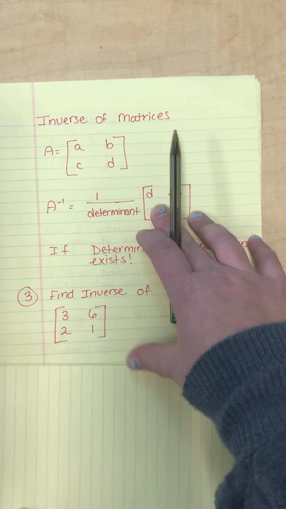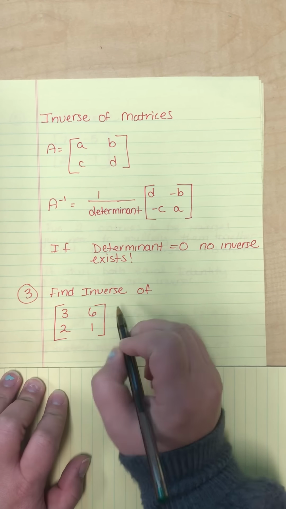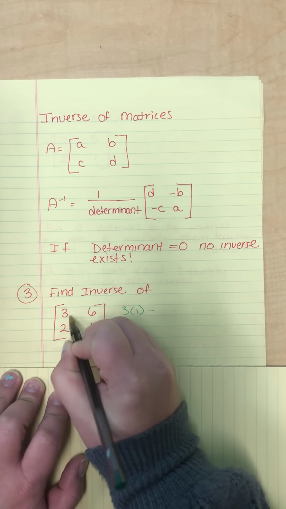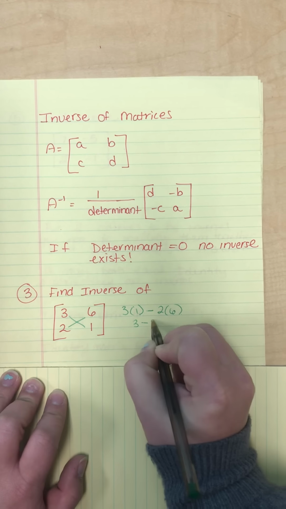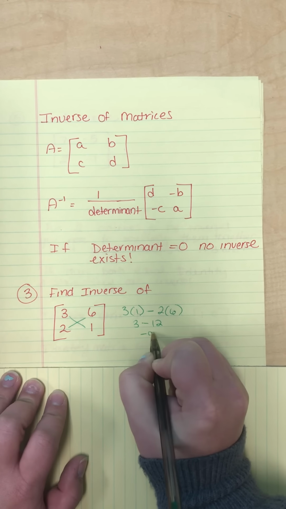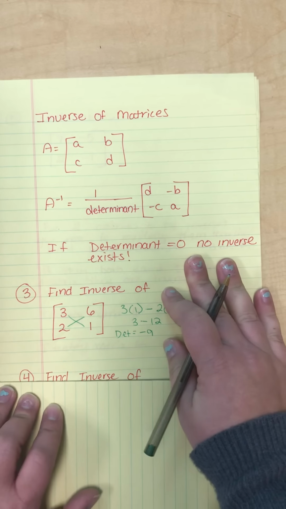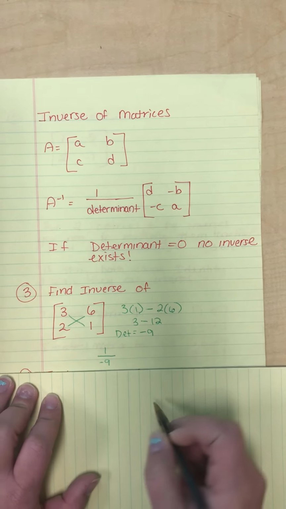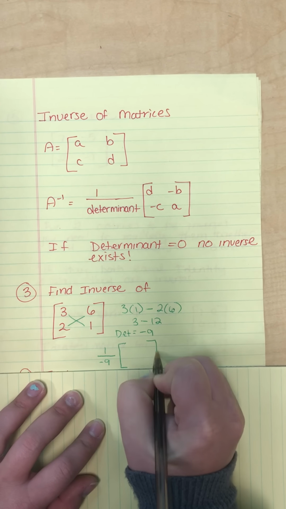Okay, so let's find the inverse of this guy. So step 1, find the determinant. Okay, so 3 times 1 minus 2 times 6. So 3 minus 12 gives me negative 9. So my determinant equals negative 9. So to do the inverse then, I'm going to say 1 over negative 9, 1 over the determinant, and I'm going to draw my matrix symbols here.